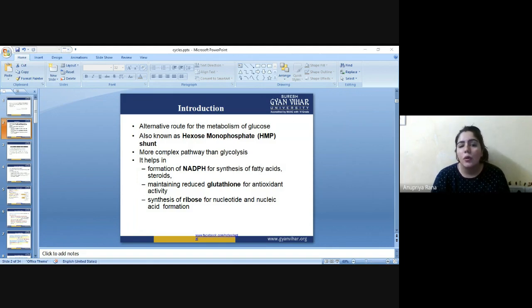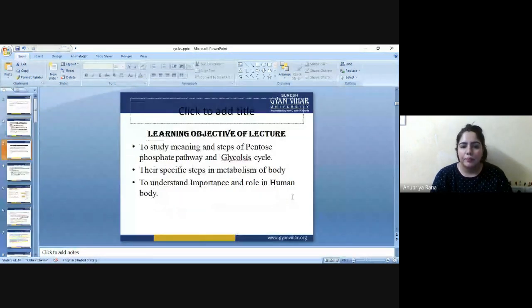Hence, you know that this is a very important cycle for the normal regulation of our body activities. So that's why these are the three fundamental things on the basis of which we are studying it. Now, the learning objectives: we already know the importance. So here our learning objectives will be to study the meaning and types of the pentose phosphate pathway and the glycolysis cycle.